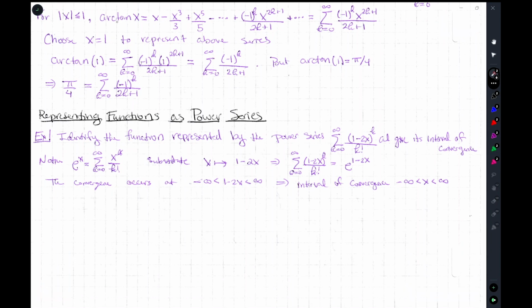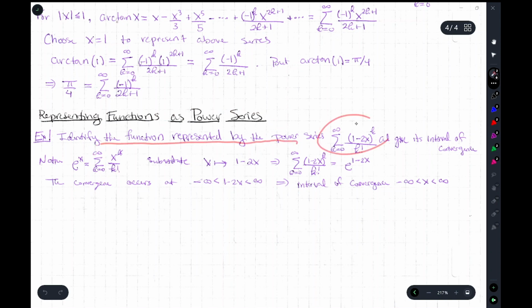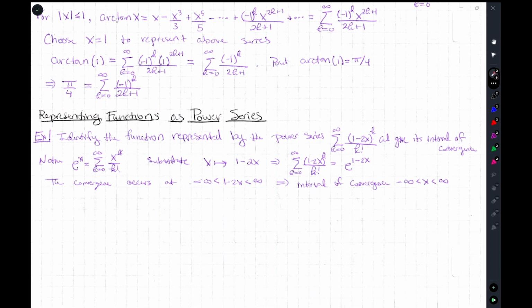Another application is to represent functions as power series. We've seen that. So identify the function represented by this power series. So this works kind of backwards. In the past, we've found the Taylor series for a given function. But let's work backwards. Let's start with a power series like this, and we want to find what sort of function this is, in terms of our familiar functions rather than just the power series.